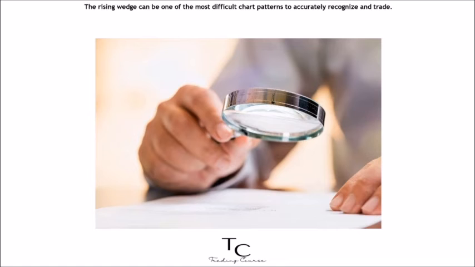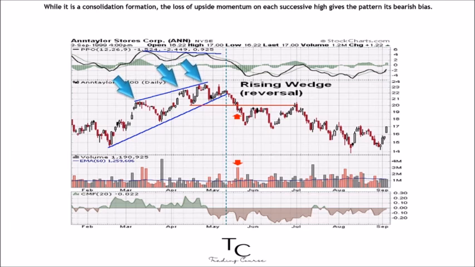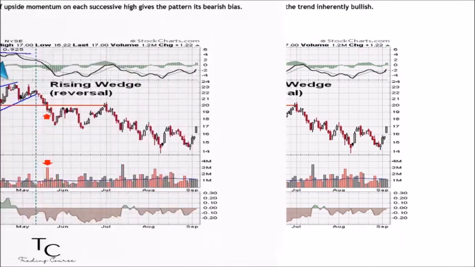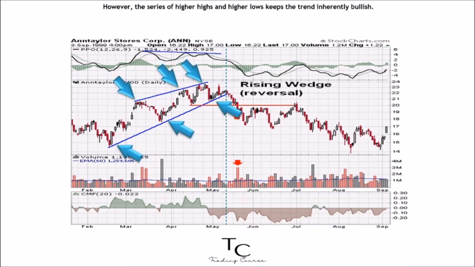The rising wedge can be one of the most difficult chart patterns to accurately recognize and trade. While it is a consolidation formation, the loss of upside momentum on each successive high gives the pattern its bearish bias. However, the series of higher highs and higher lows keeps the trend inherently bullish.